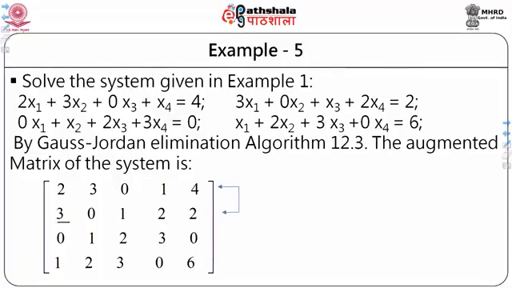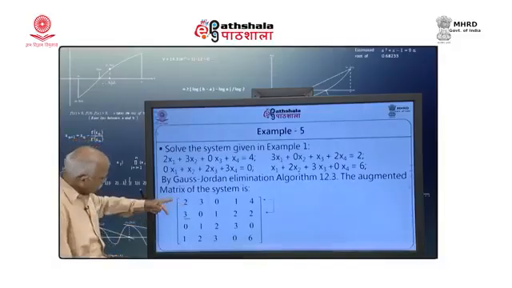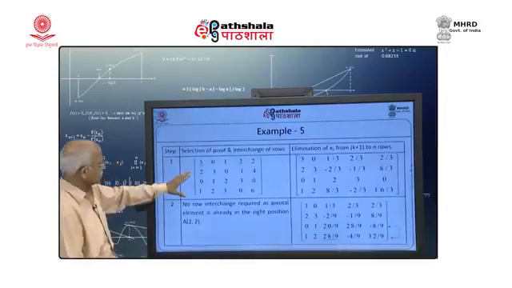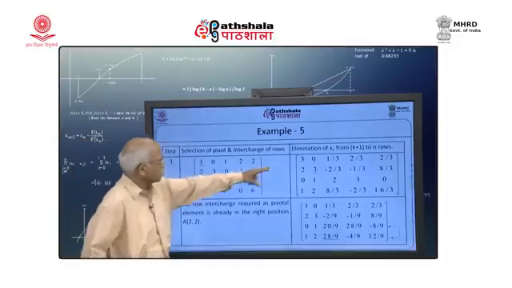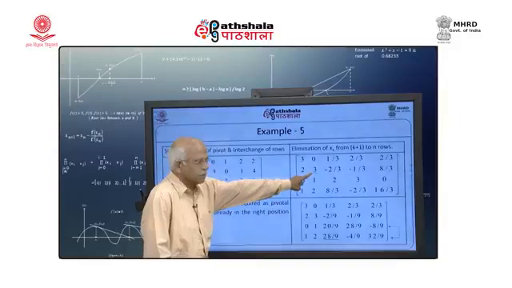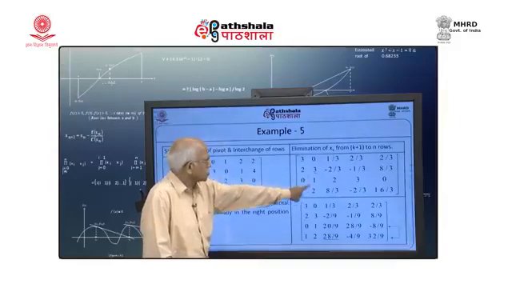Now, example 5 we are considering, and this will be the same as the earlier one. Solve the system given in example 1. For example 1 we already considered this system. By the Gauss-Jordan algorithm we are trying to do that. The augmented matrix of the system is this. Again we are interchanging these rows, because this is the maximum here, and we are explaining it here. So, this is going there and we are getting this. Then no row interchange is required, because this is already at maximum level. So, this is the maximum element.